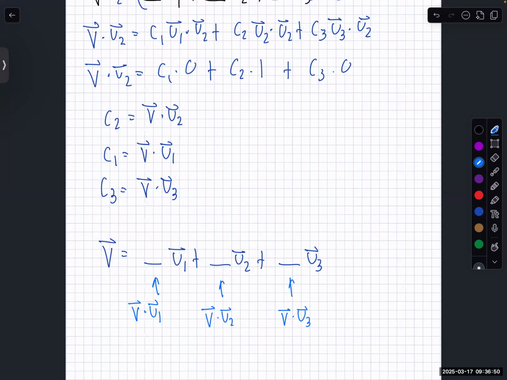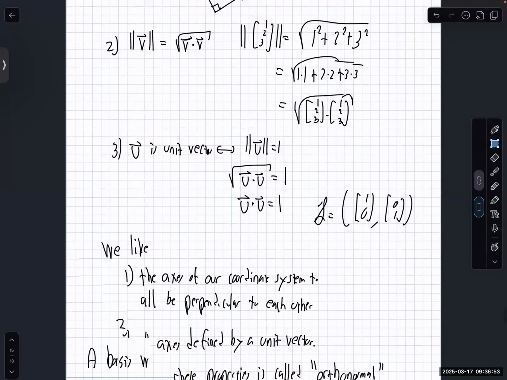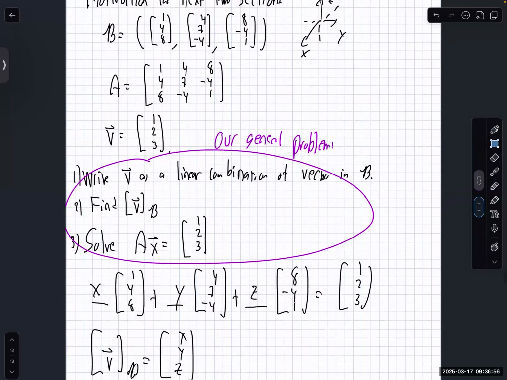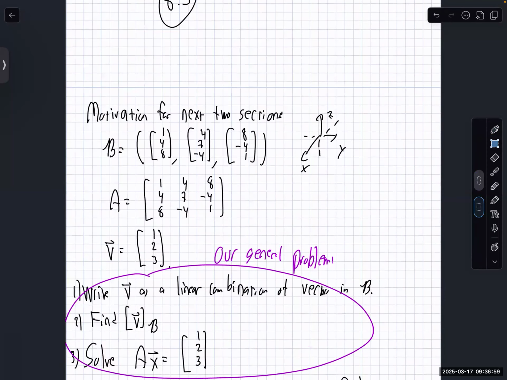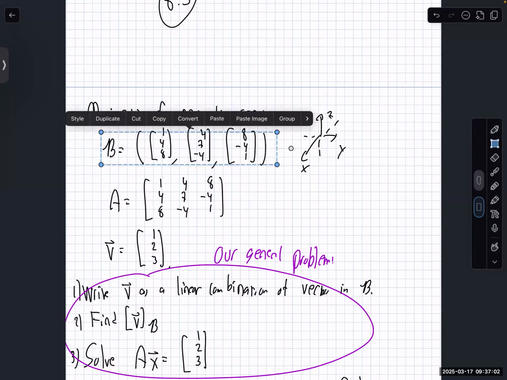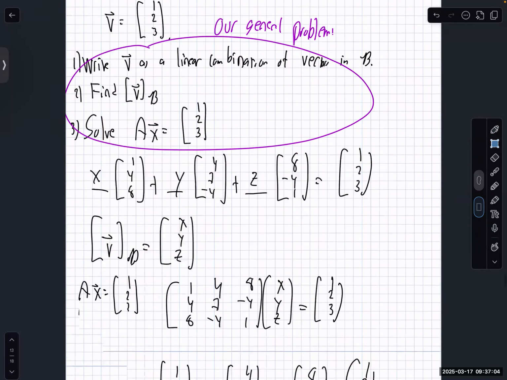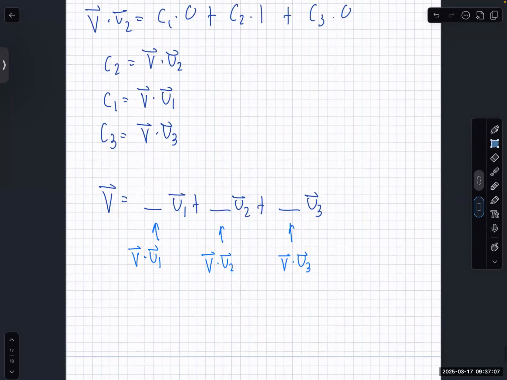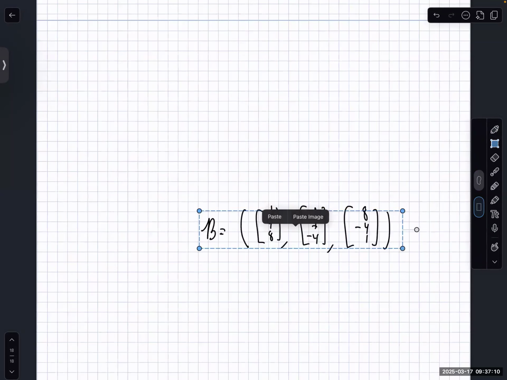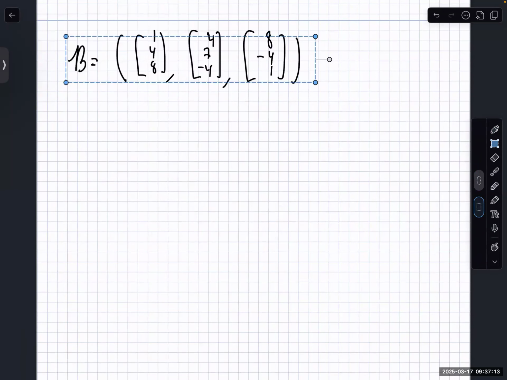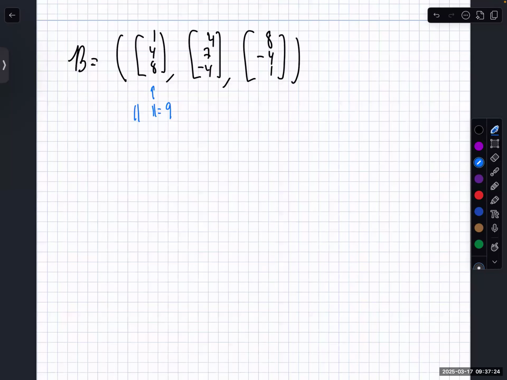Okay, so going back to that earlier example, it actually made your life a little bit easier. You didn't notice it at the time. These vectors are all perpendicular to each other. 16 and 16 is 32. Yeah, so all of these have a magnitude of 9.